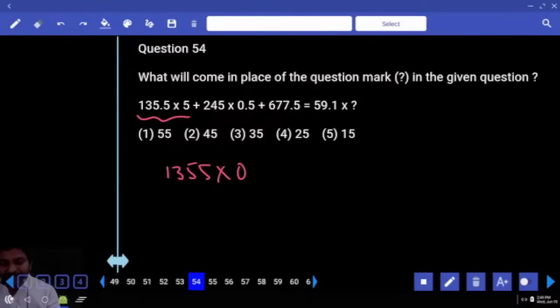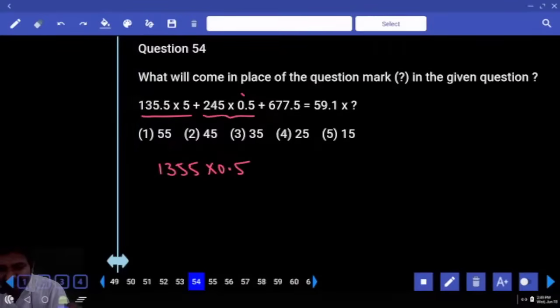1355 into 0.5? I am just shifting that decimal from one number to the other number. Can I do that? So can we shift this decimal and write it as 1355 into 0.5? Because when I see the other number, the interesting part is 0.5. So for that only I am changing it. So you can take 0.5 common.